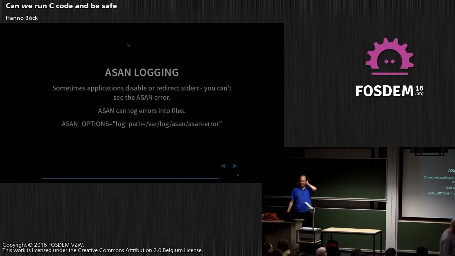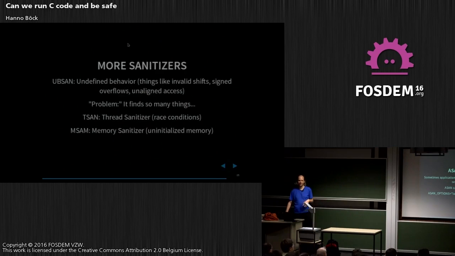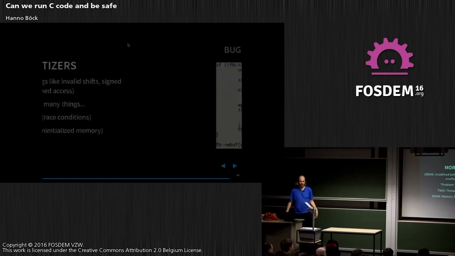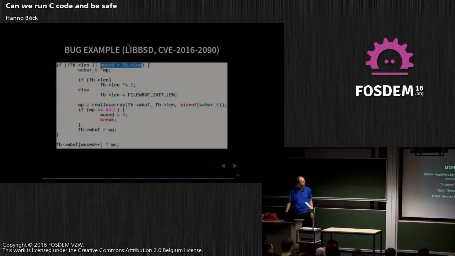Okay, so address sanitizer has a logging feature, which is nice if you have an application that disables your standard output and standard error, because then you cannot see the error message. So it's very useful. There are more sanitizer features in the compilers: undefined behavior sanitizer, which is mostly shifts and signed integer overflows, thread sanitizer, and MSan, which is for uninitialized memory access.